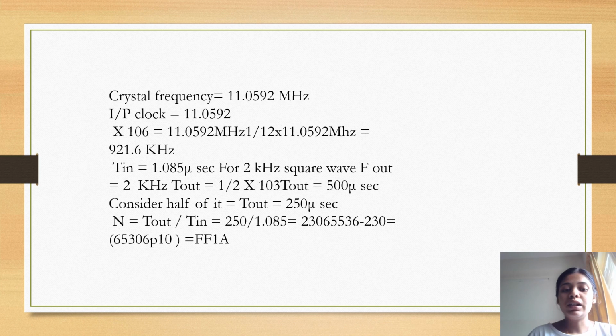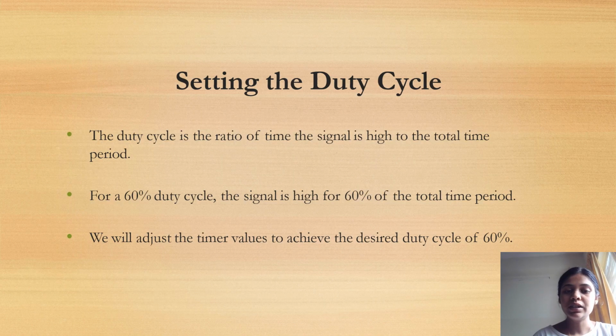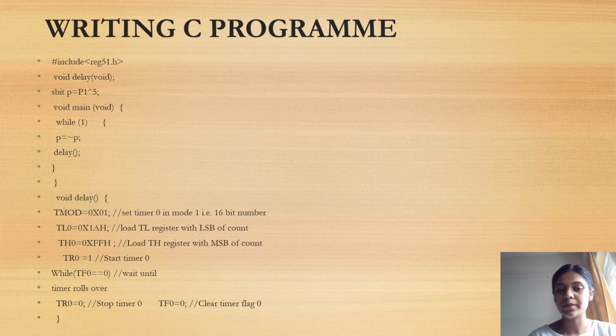In order to use the calculated data, we should convert it into hexadecimal. Here we have the number in decimal. After converting the decimal to hexadecimal, we get the final answer FF1A. Next, setting the duty cycle. The duty cycle is the ratio of the time the signal is high to the total time period. For a 60% duty cycle, the signal is high for 60% of the total time period. We will adjust the timer values to achieve the desired duty cycle of 60%.